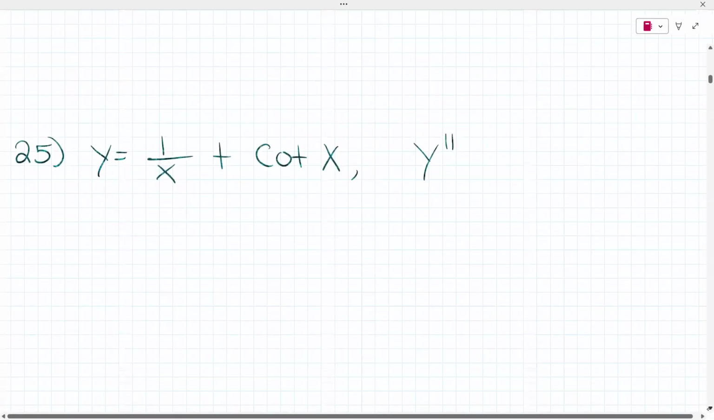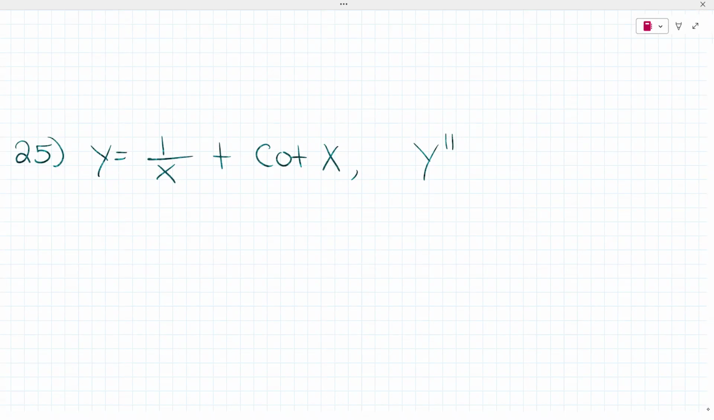So 25, we have y equals 1 over x plus cotan of x, and we have to find y double prime. So I'm going to have to first find y prime, but before I do, I don't like this fraction, 1 over x. I'm going to rewrite it as a negative power. So 1 over x could be expressed as x to the negative 1 plus cotan of x. That's much better.